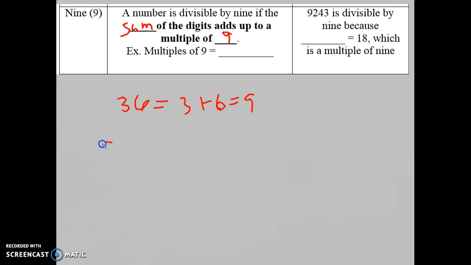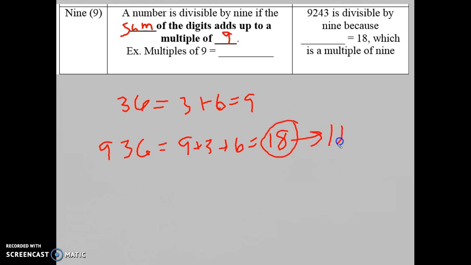Let's say that I want to take the number 936 and I add up 9 plus 3 plus 6. I'm going to get an answer of 18. Is 18 a multiple of 9? Yes, it is, but if you're not sure, you can continue it one more time and say 1 plus 8 is equal to 9, so therefore it is divisible by 9.